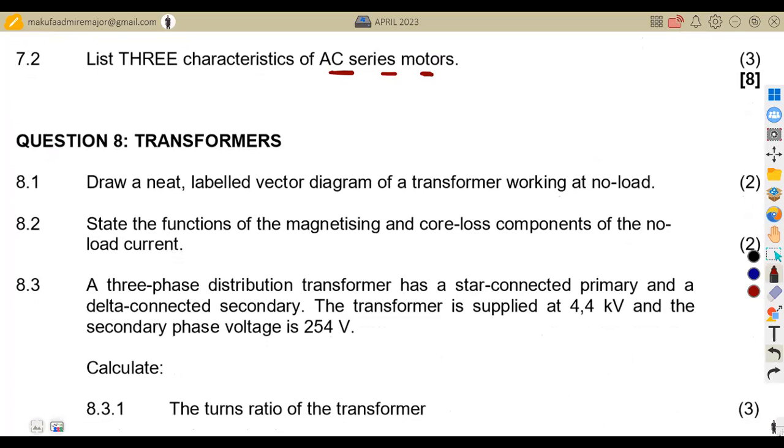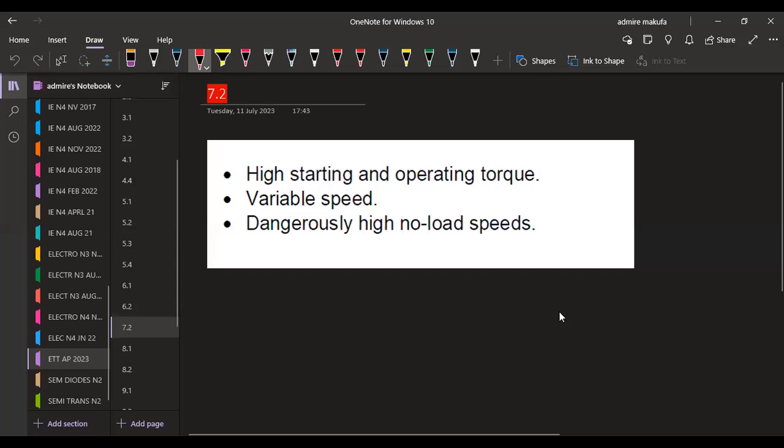All right, so let me show you some of the things that you can consider. Like I was saying, we can consider the high starting and operating torque in this case. Whenever you're starting this, torque of variable speed, dangerously high no load speeds in this case. So these are some of the things that you can consider as the characteristics of an AC series motor.